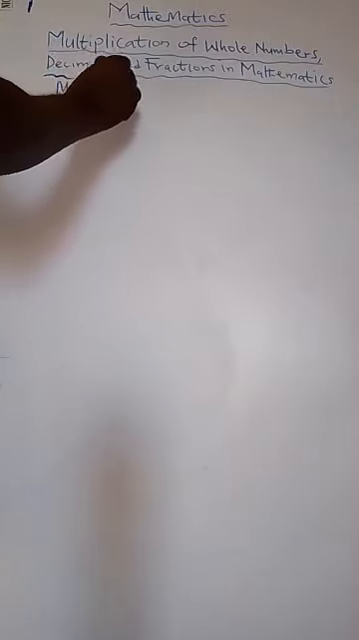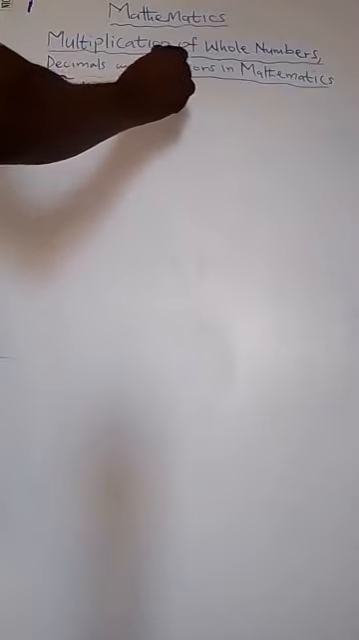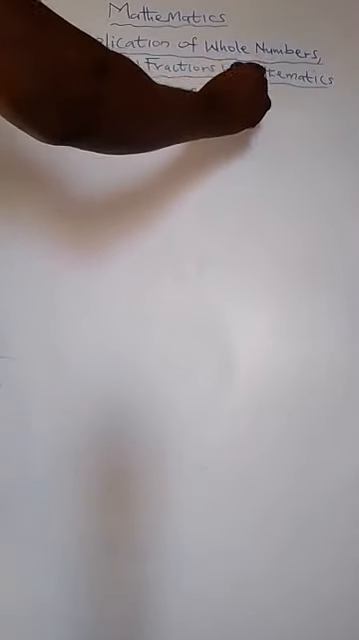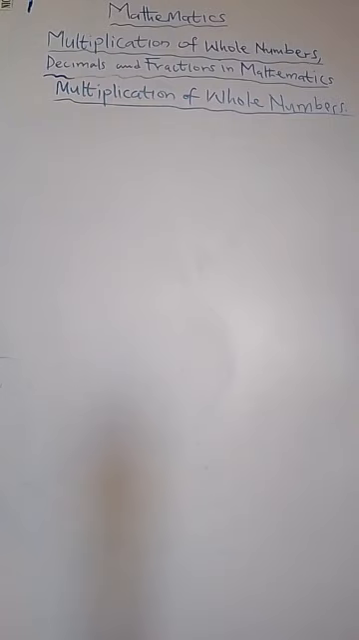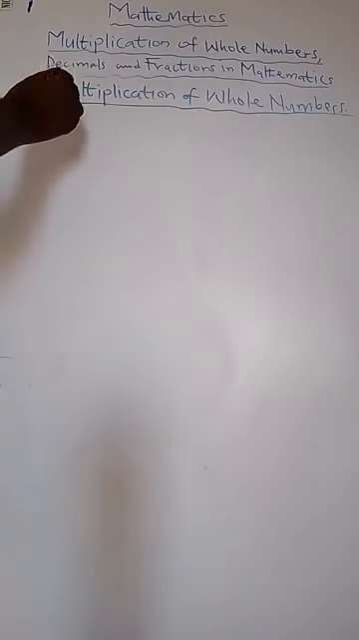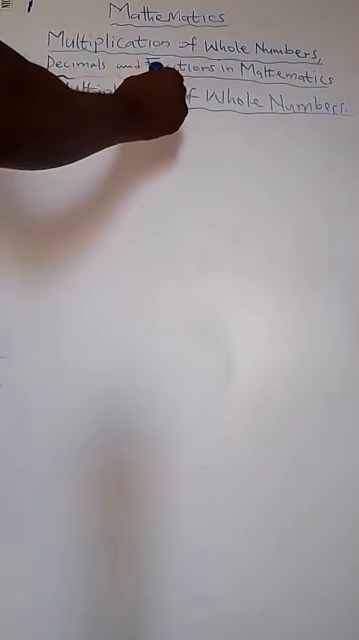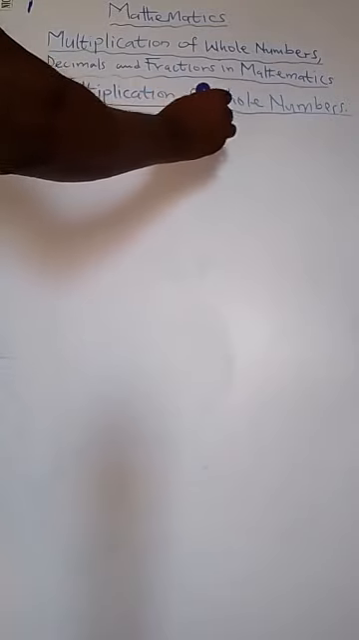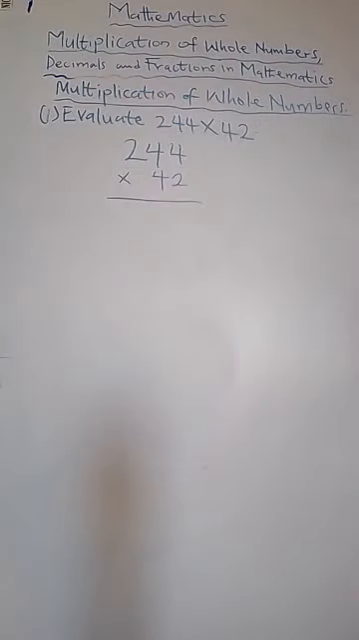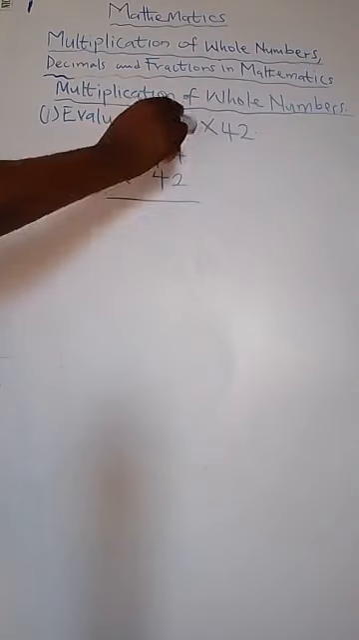Multiplication of whole numbers. Let's go by way of examples. Like I always say, examples in mathematics are like a guide to understand particular concepts in mathematics. So let's say you have a question that says evaluate 244 times 42. What this question is asking us to do is to use this number to multiply this.